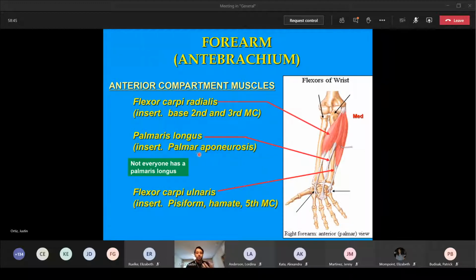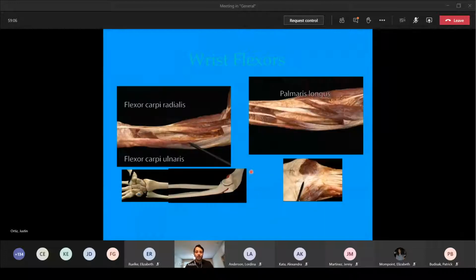Palmaris longus, remember palmar aponeurosis, which is going to be located right here. And not everyone has a palmaris longus. That was just a cool fact that he said. And then flexor carpi ulnaris, which would be on the ulnar side, your pinky, and that's going to be associated with your pisiform, your hamate, and your fifth metacarpal. We've talked about these throughout the slides, so it should be quite familiar to us.